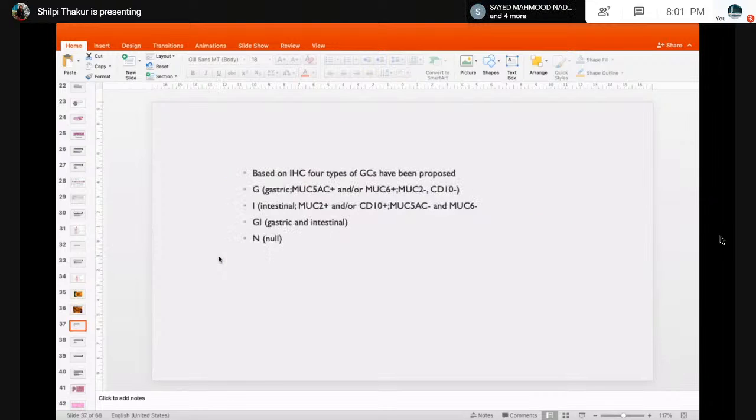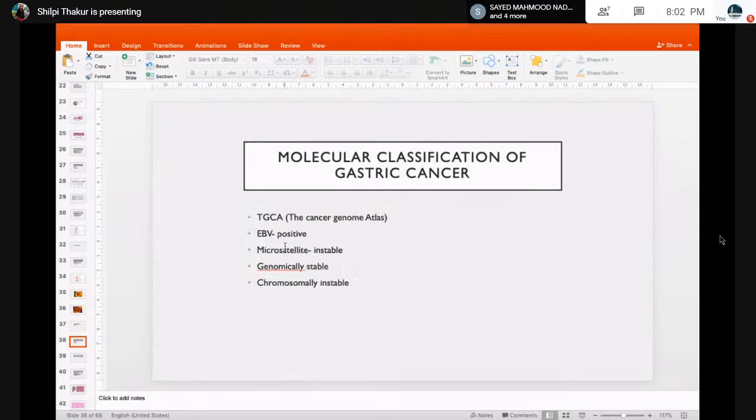Now, based on IHC, the 4 types of gastric carcinomas which have been proposed are gastric, intestinal, gastric and intestinal, and null type. So based on the mucin, MUC5AC is most present in the gastric mucosa. If it is positive, or if it is positive for MUC6, then it is the gastric type of gastric cancer, and it should be negative for MUC2 and CD10. Intestinal will be positive for MUC2, and it can be positive or negative for CD10. If both of these IHCs are present, then it is gastric and intestinal. Null if none of them are present. We are unable to classify any of these.